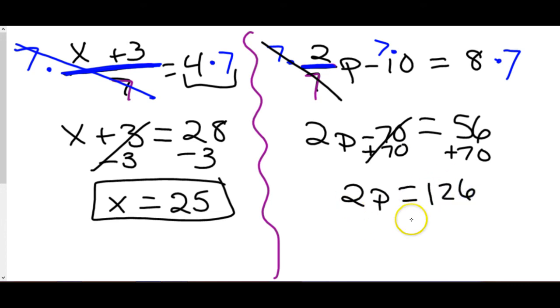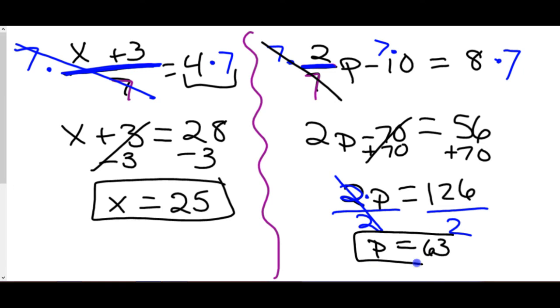126. Now this time we're not done because there's still the 2 in front of the p. So now we need to do the opposite of multiplying, which is dividing. So we need to divide both sides by 2. So just like here, the 2 over 2 canceled. That's what happened up above. The 7 over 7 canceled. So that gives us p equals 126 divided by 2 is 63.